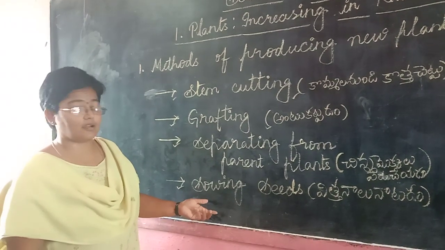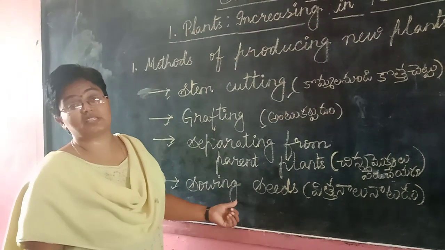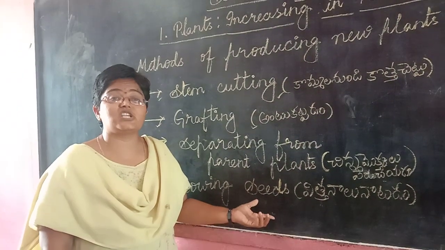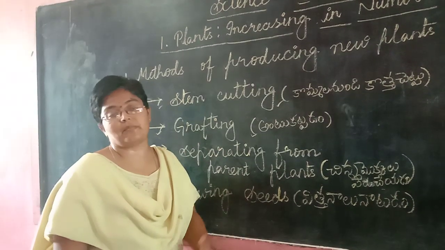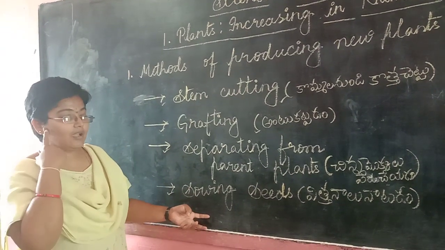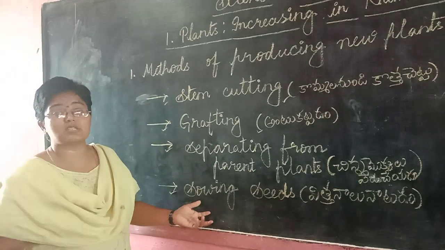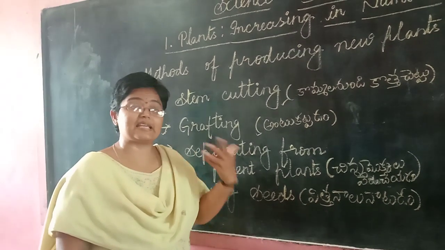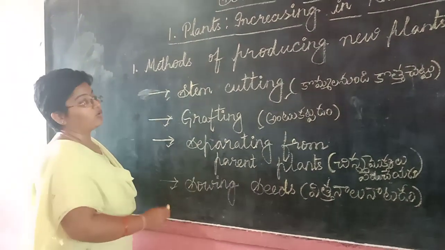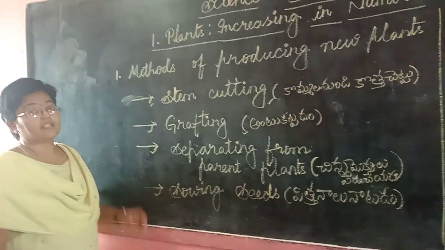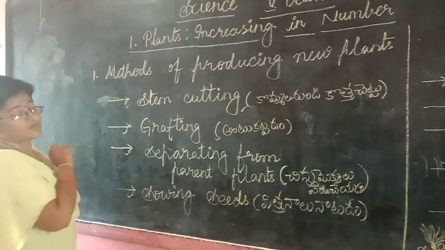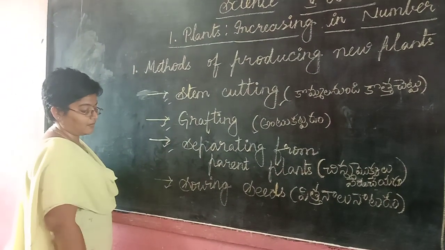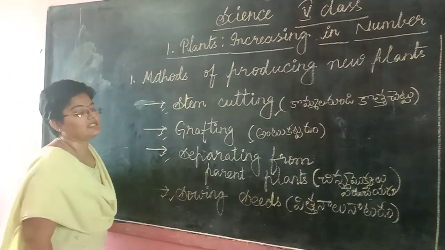While they are growing these plants, after harvesting, the farmers will save the seeds which are healthy and which give more yield for the next crop. Like this, we can see in agriculture, farmers use healthy and yield-giving seeds which will be sown for the next crop. Like this, we can follow different kinds of methods. So let us again revise. What were the methods we have discussed? Stem cutting, grafting, separating from parent plant, and finally sowing seeds.